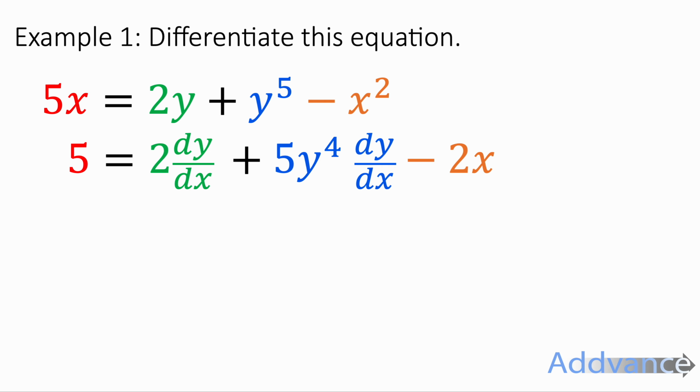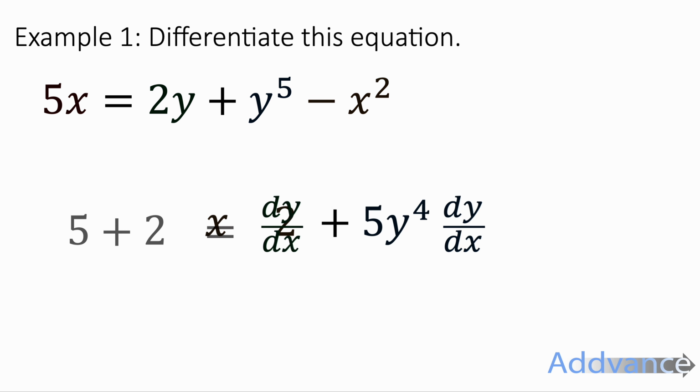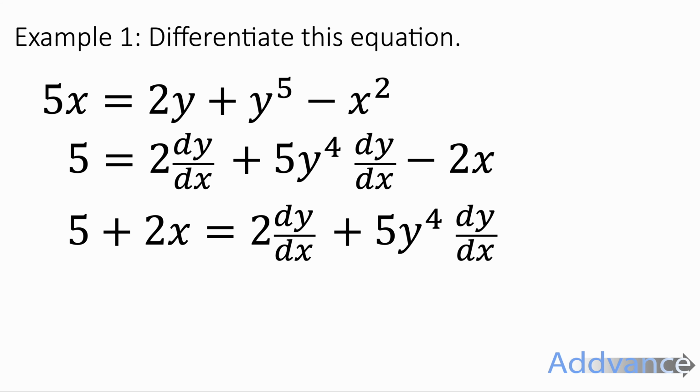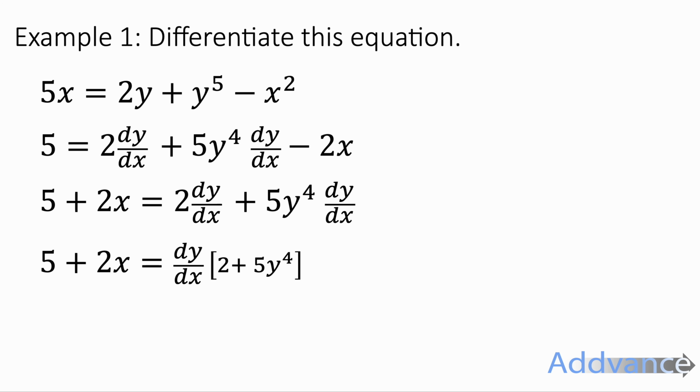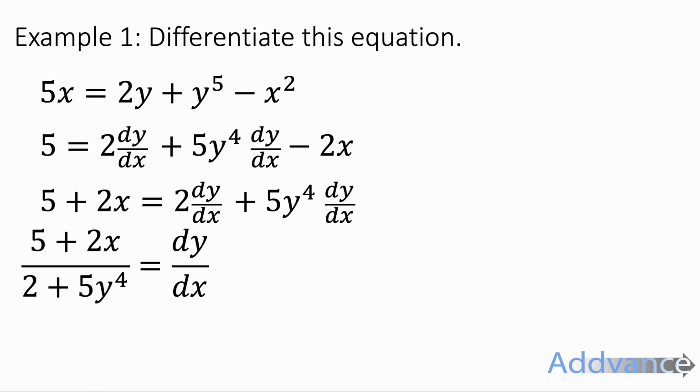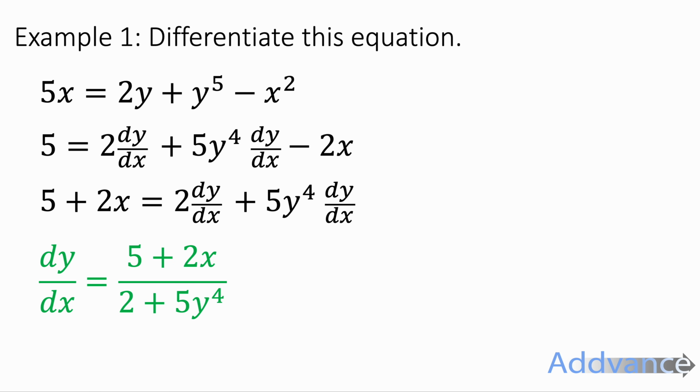Now we've done that part, we can rearrange and make dy over dx the subject of the formula. We'll start by moving all the x's to one side and all the y's to the other side. So we've moved minus 2x to the other side by making it positive 2x. And now we've got dy over dx's on the same side, and that means we can factorise them out. And so we've got this expression here, and then we'll divide by the bracket. So we'll get dy over dx is 5 plus 2x over 2 plus 5y to the power 4.